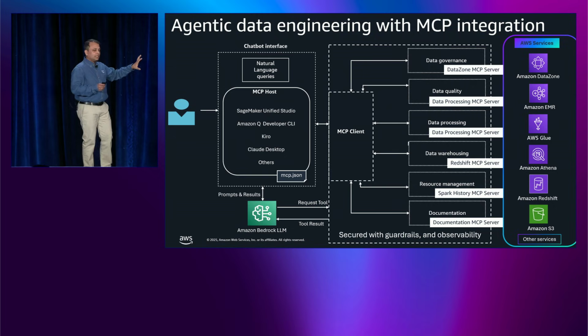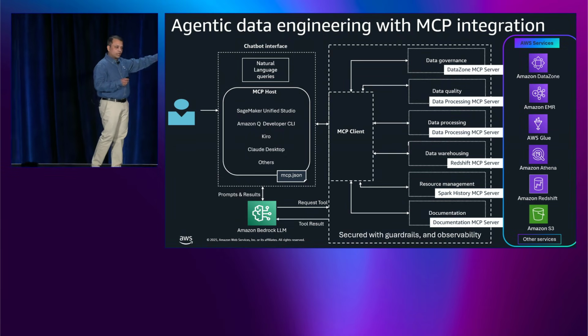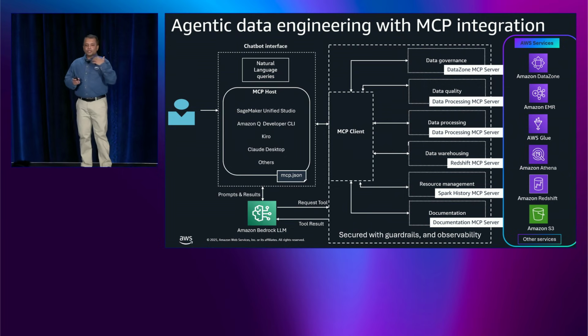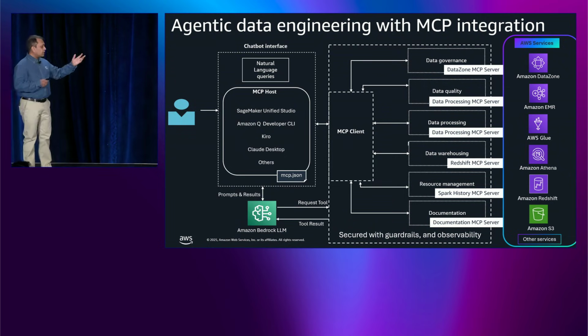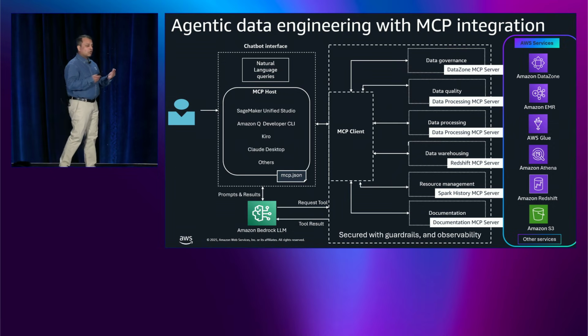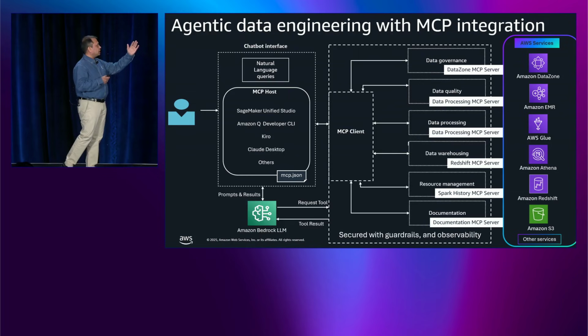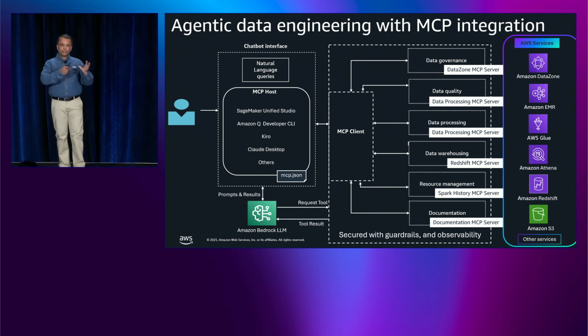Now, the intelligence part of this whole agent lies below, which is the large language model. In this case, we are using Amazon Bedrock's large language models. When the user asks a question, saying this is a task that I want to do, the LLM interprets what the user is looking for. The LLM also understands, through the MCP host and the client, all the tools that it has at its disposal, and how it can best deliver the result to the user.